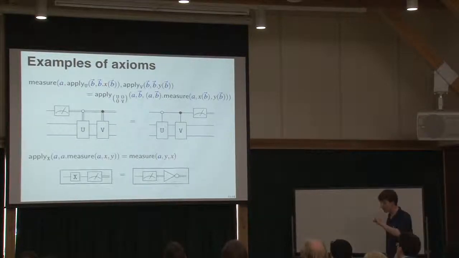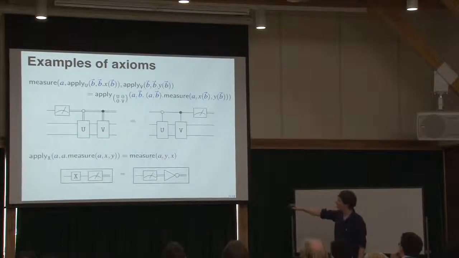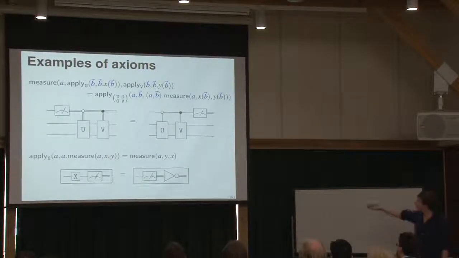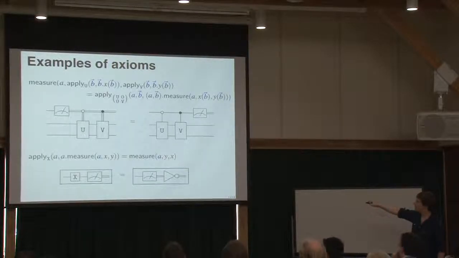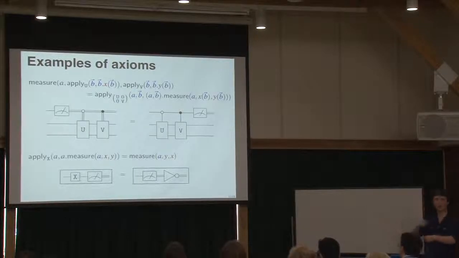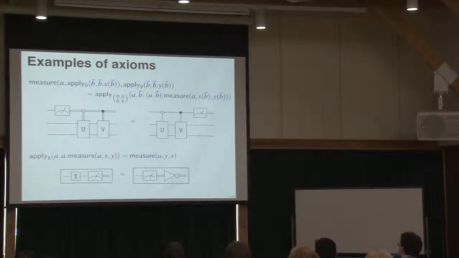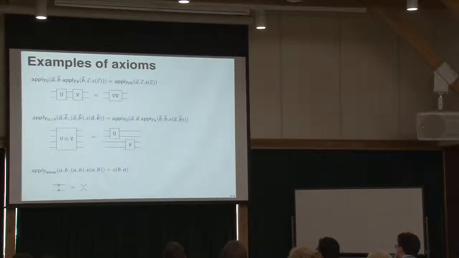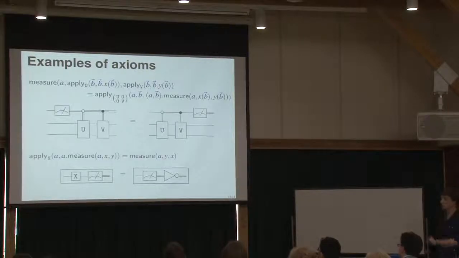Secondly, to say that the symmetry of the groupoid of unitaries is respected, I say if I apply the NOT gate and then I measure, it's the same as measuring and then applying the NOT gate. Well, I don't have classical wires here, but I can still say that if I measure A, x, y, it's the same as measuring A and then continuing as y or continuing as x. I flip the continuations around. So these two axioms I think of as the interesting ones. The other three are just a little bit of bookkeeping.